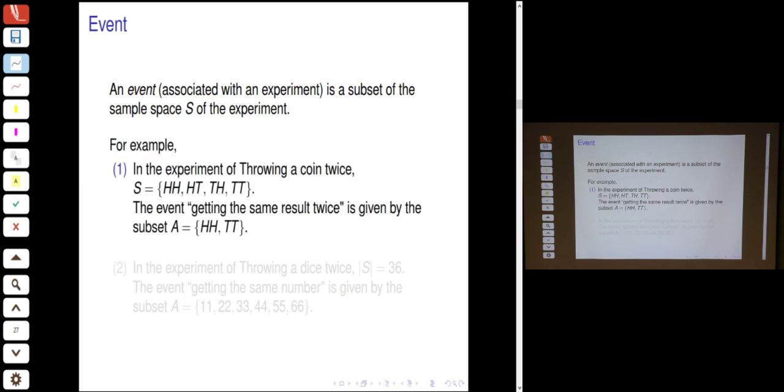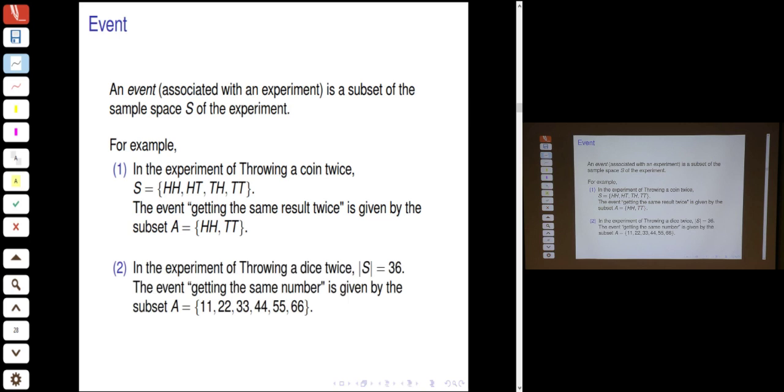Okay. Now, for example, look at this experiment, throwing a coin twice, right? So the sample space we saw is this 4-element set. Now, what is an event? What is an example of an event? So this is an example: getting the same result twice. Right? So you get head-head, or tail-tail. So this is a subset of the sample space. So this is called an event. Right? So now the event, you can write it mathematically as a subset, right? So this A is {head-head, tail-tail}.